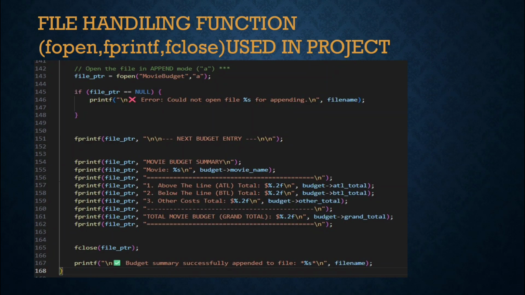Now I'm going to explain the file handling functions which we used in the project. In this part of the project, I implemented file handling to ensure our data is saved permanently. First, we use fopen to open the file in append mode to open our movie budget file without deleting previous entries. We use the file pointer as a bridge to send our budget data from the program to disk. After that, using fprintf, we format the movie name and totals into a clean report inside the file. Finally, we call fclose to safely save our progress and prevent any data loss.